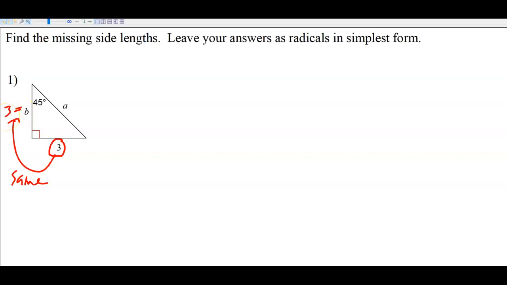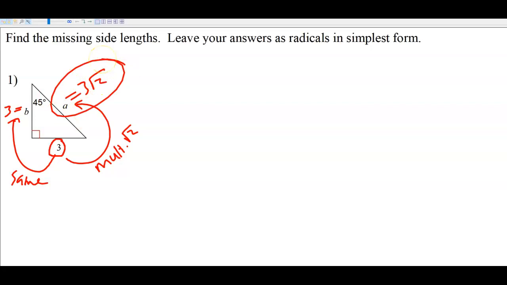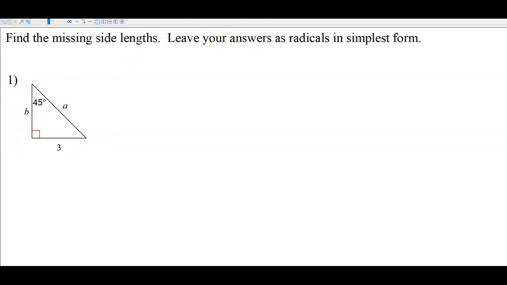Now, how do I know what the hypotenuse is? Well, we know that if I have the leg, I can get to the hypotenuse if I just multiply it by the square root of 2. So if I take 3 and multiply it by the square root of 2, I end up with 3 square root of 2. So A is 3 times the square root of 2, and B is 3. All right? Let's go ahead and have you guys try one of these.